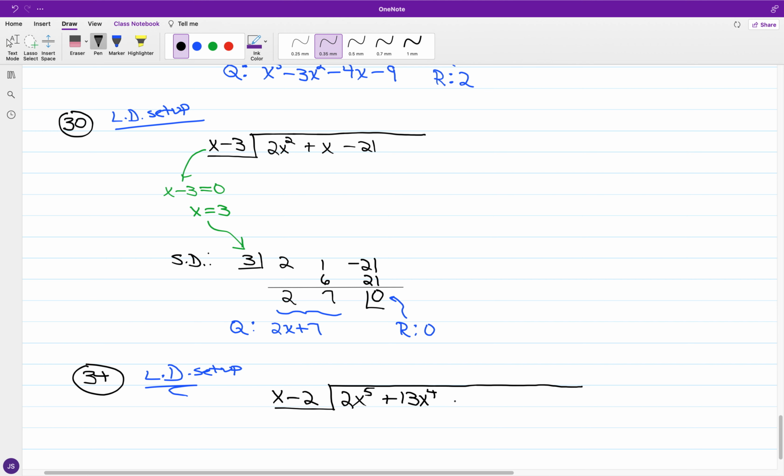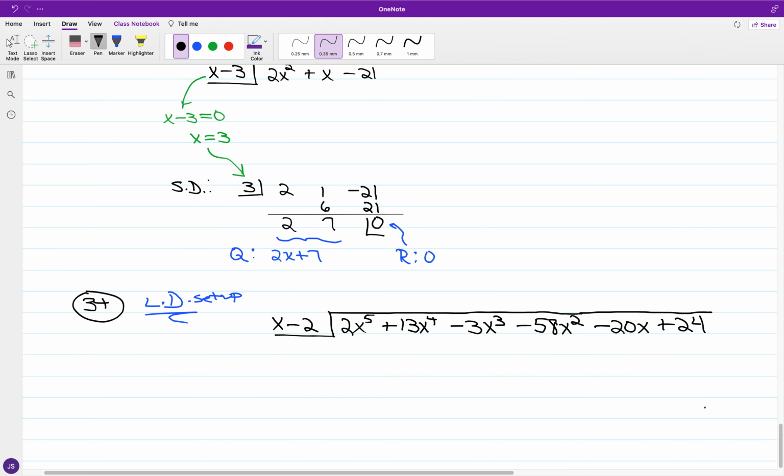plus 13x to the 4th, minus 3x cubed, minus 58x squared. We have minus 20x, and we have followed by the addition of 24. And solving by synthetic division.